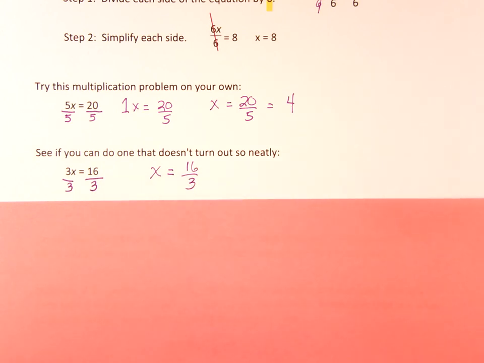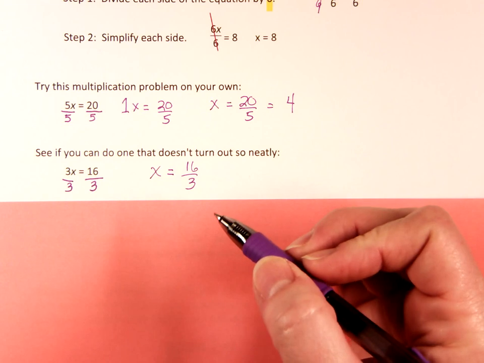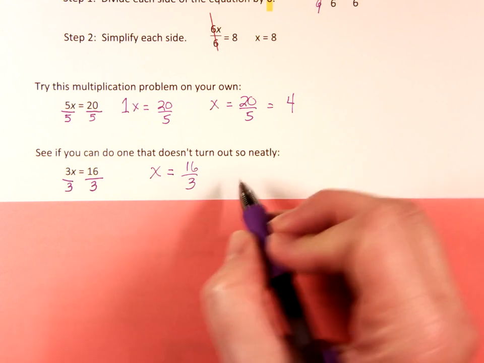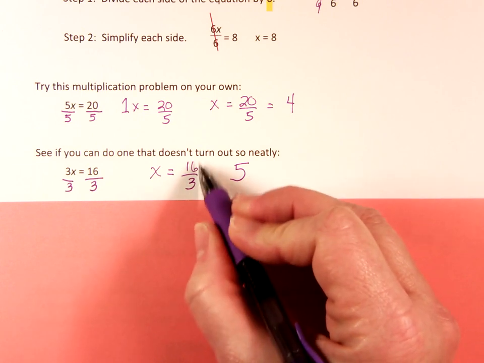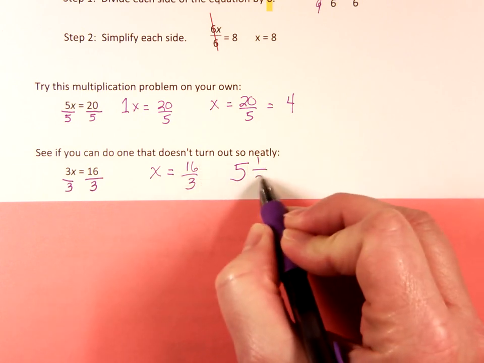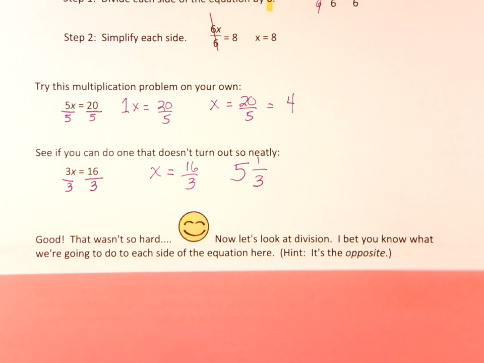Now sometimes that's going to be your final answer, but what if I wanted you to give me a mixed fraction instead of an improper fraction? How would you do that? 5. Good. You'd say, how many times does 3 go into 16 completely? And it does. It goes in 5 times. Because 5 times 3 is 15. Then you'd have 1 left over. Same denominator. Did anybody get 5 1/3? Excellent. Good. All right, so that wasn't so hard, but let's look at division now.